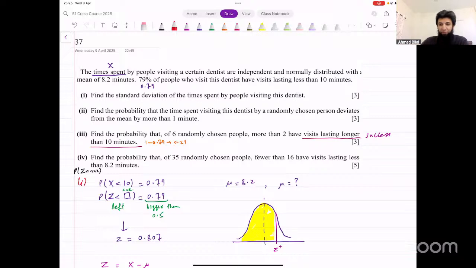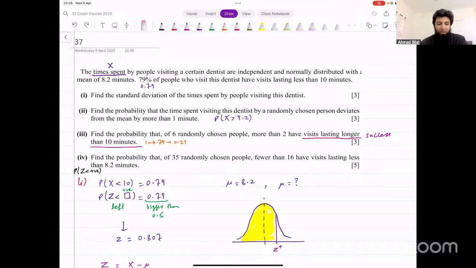Yes, if in the question they said, instead of deviation by more than 1 minute, if they said it's more than 1 minute above the mean, then yes, you would have only considered x greater than 9.2 in that case. That's correct. But if they just say deviates from the mean by more than 1 minute, that deviation could be on both sides. Okay. All right.